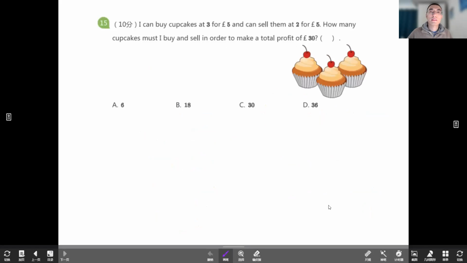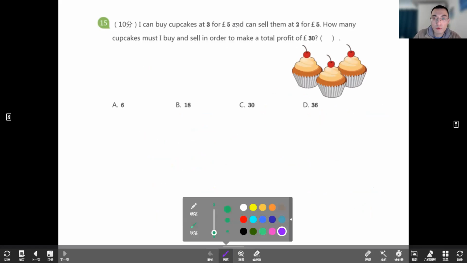Whew, that's been a very long session. Let's have a look at the last question. Question number 15. I can buy cupcakes at 3 for 5 pounds and can sell them at 2 for 5 pounds. How many cupcakes must I buy and sell in order to make a total profit of 30?